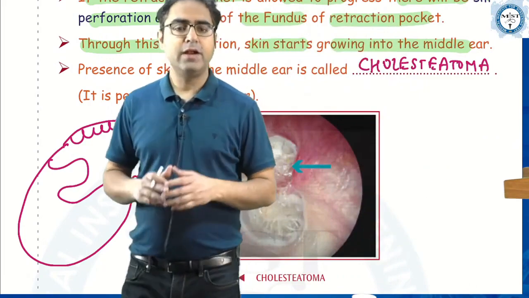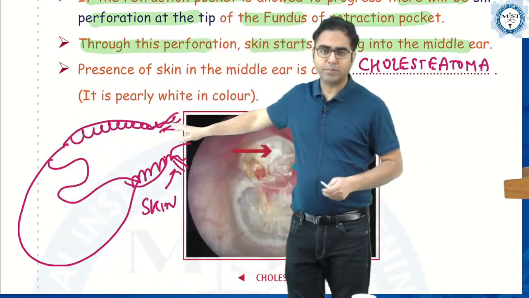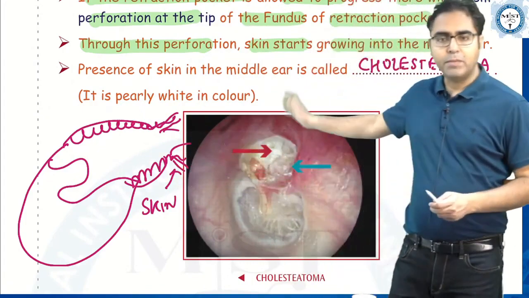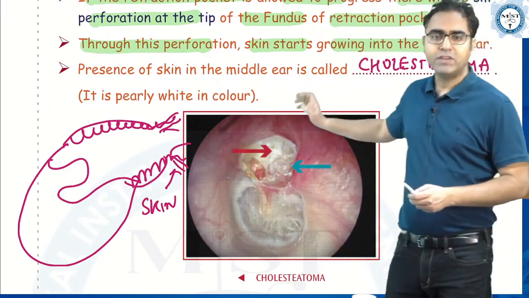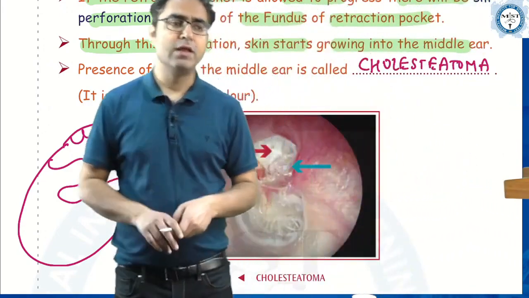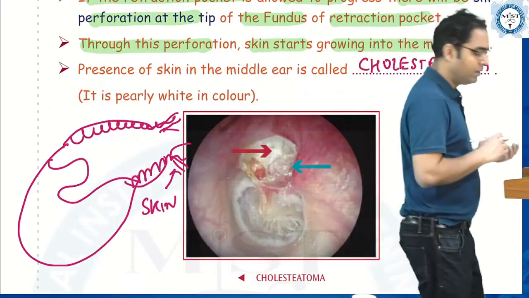One day, the retraction pocket will rupture, and from the ruptured point, the skin will gain entry into the middle ear. The skin in the middle ear is called cholesteatoma. And what is the color of cholesteatoma? It is pearly white in color. Skin makes keratin, and keratin is white in color.